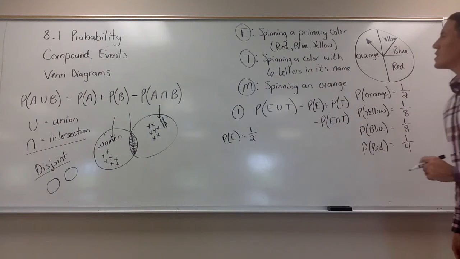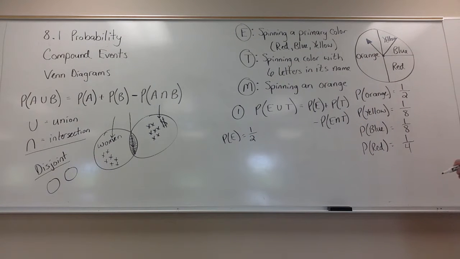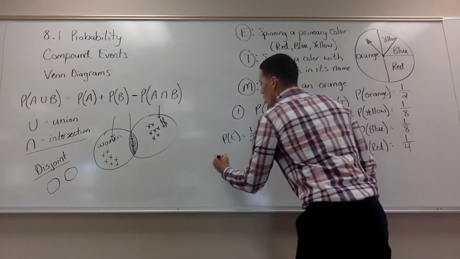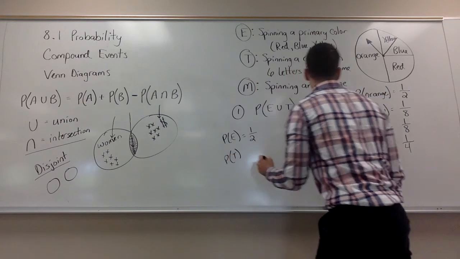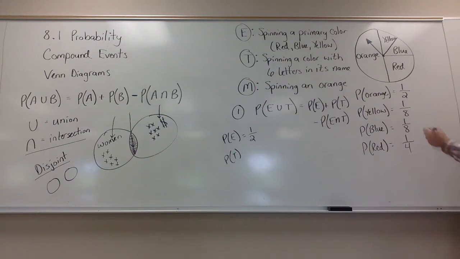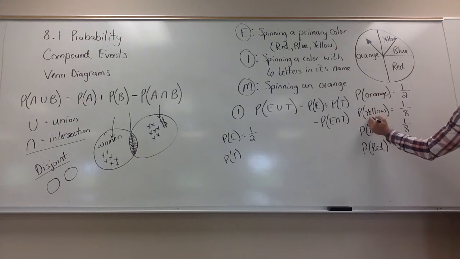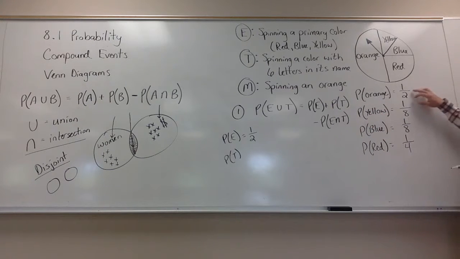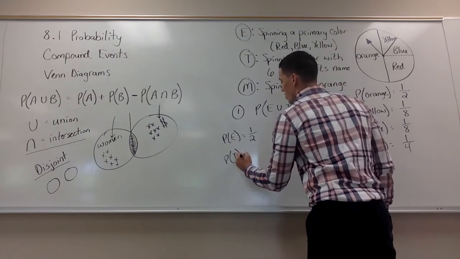The probability of T, spinning a color with 6 letters in its name, we're going to have to look and see which of our colors have 6 letters in its name. In this case, orange does and yellow does as well. So we would add 1/2 and 1/8, and if we did that, we would come up with 5/8.